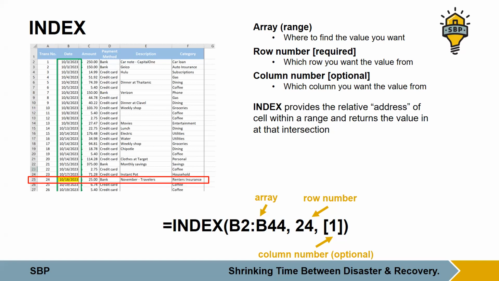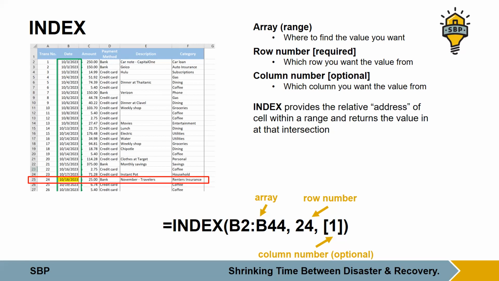Or if you selected a larger range for your array, so if I did A through D, I could choose 2 as my column number to return that value, which is also a strength over VLOOKUP and HLOOKUP, that you can specify both of them at the same time. You can specify row and column. So you're just finding the address. I'm looking in column B and row 24 of that array.